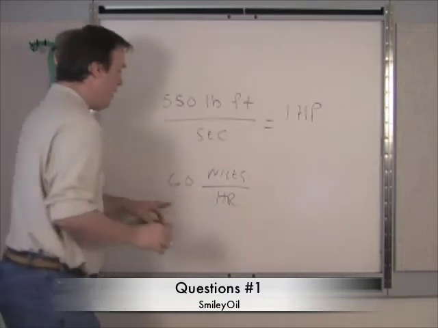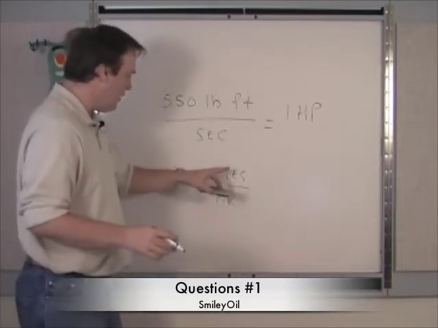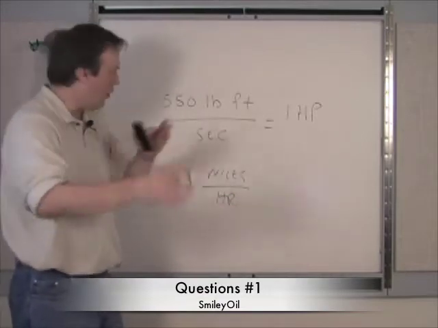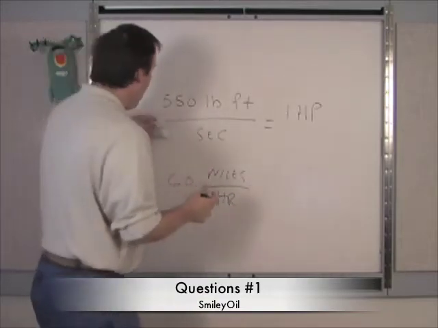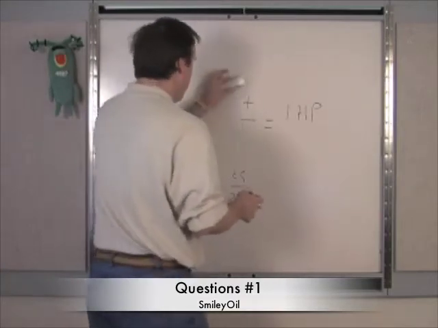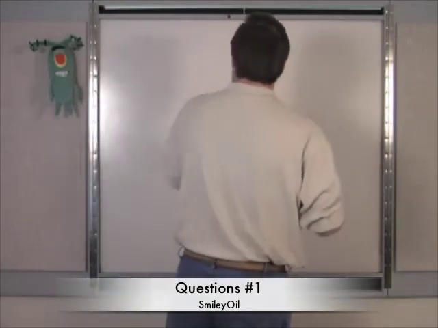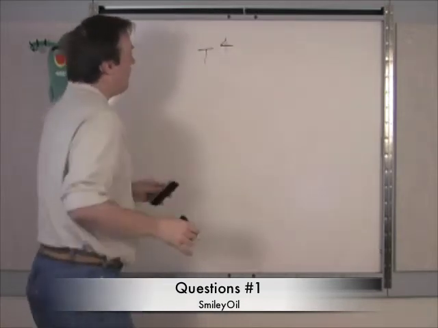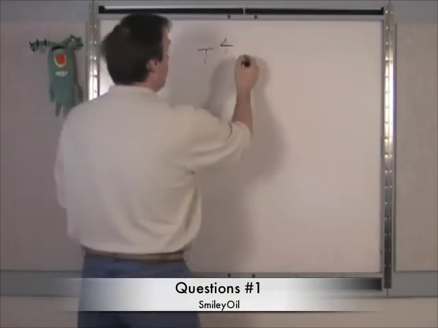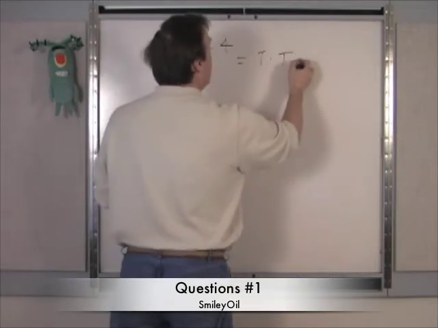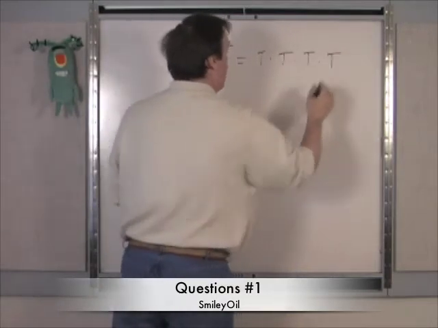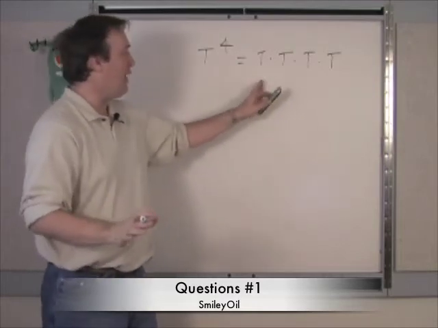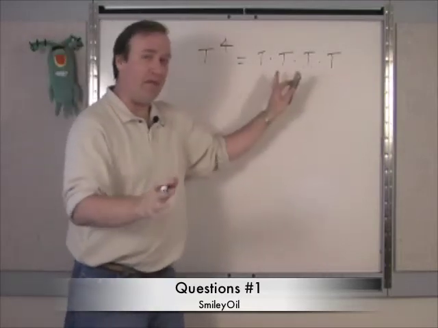60 miles per hour. So there was always a different unit. Okay, miles, hours. And I was just going along. And then when we got to radiation, and I talked about thermal radiation, I said that it goes up by T to the fourth. And so he looked at that, and then I said, that's equal to T times T times T times T. And he said, whoa, how did you do that? How come? I've never seen that before.